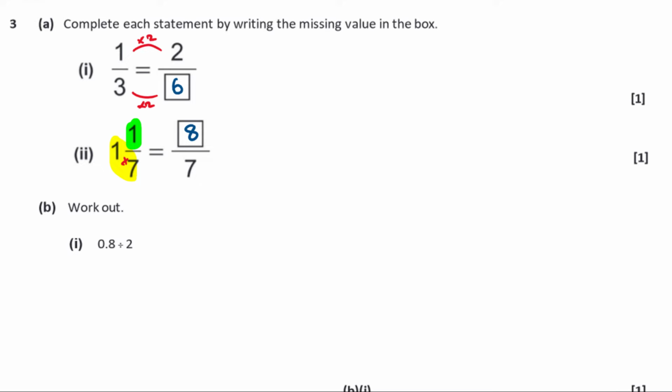Part B, work out 0.8 divided by 2. Well, 8 divided by 2 is 4, so 0.8 divided by 2 is going to be 0.4. And then I've got 1.7 times 2. Well, 17 times 2 would be 34, so 1.7 times 2 is going to be 3.4.